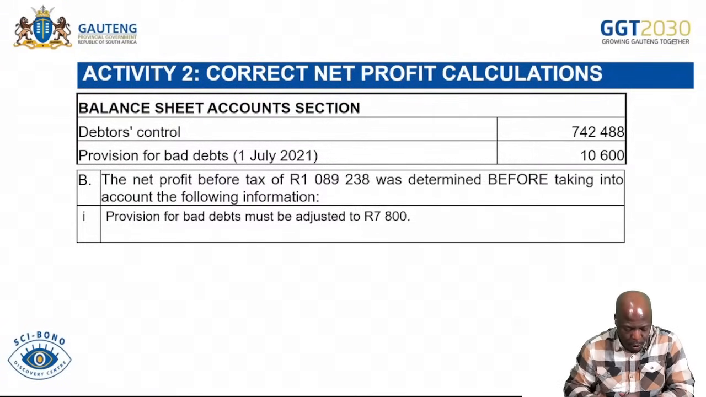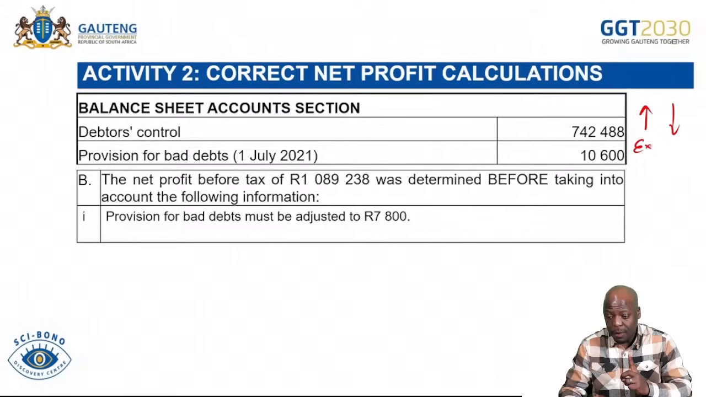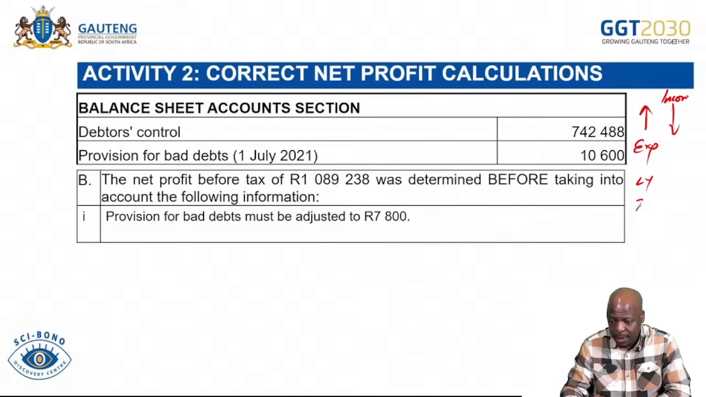Okay, so we understand here that if we have a provision for bad debts, in the statement of comprehensive income, we record either an increase or a decrease. You remember what I said? An increase is a what? An expense. And a decrease is what? Income. Okay, so we would say last year versus this year.